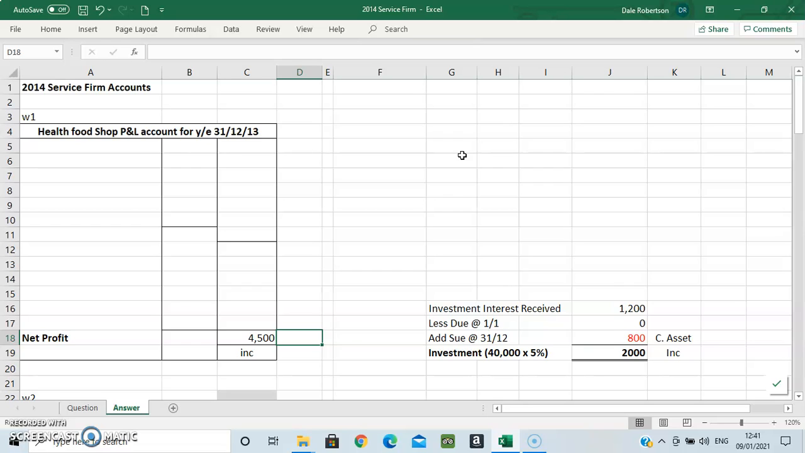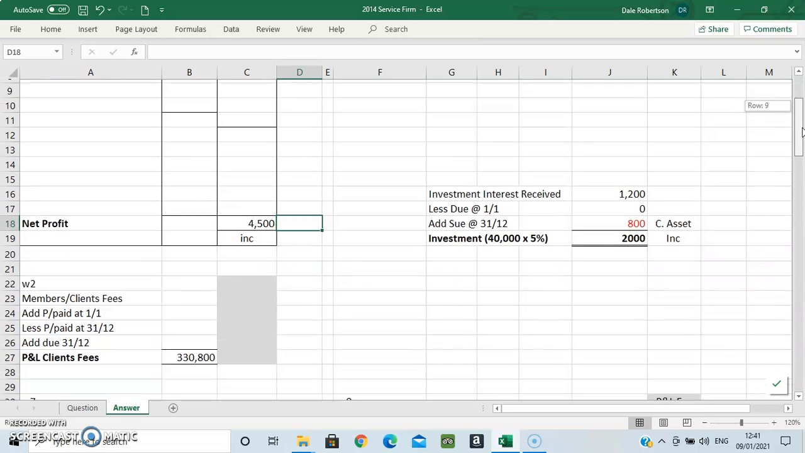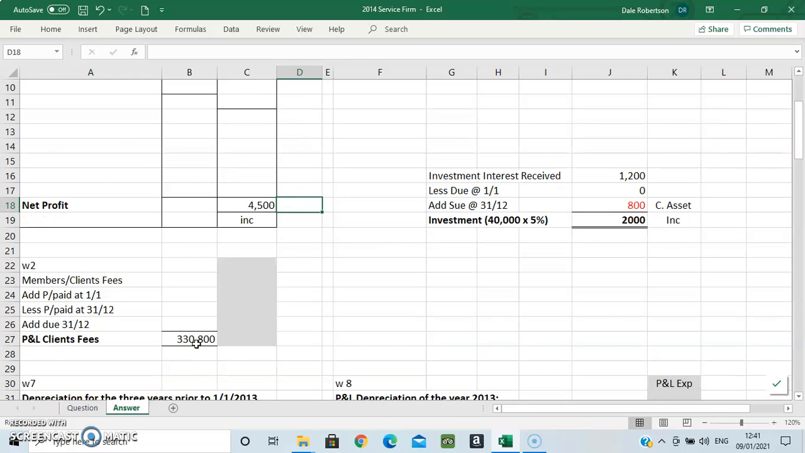I think it's adjustment number 4 in the question. So you're going to have to work on that. But your answer is 4,500. Your next answer, client's fees, will be 330,800, and that's your client's fees working.